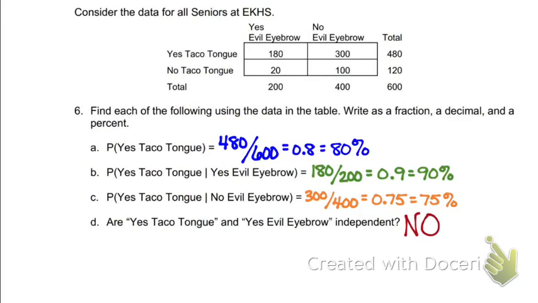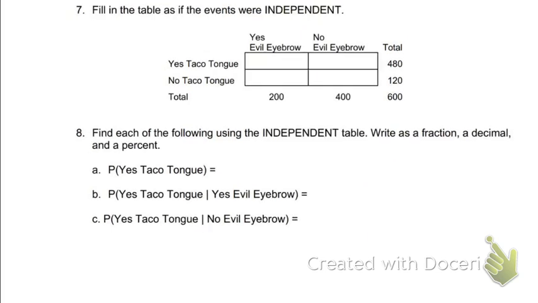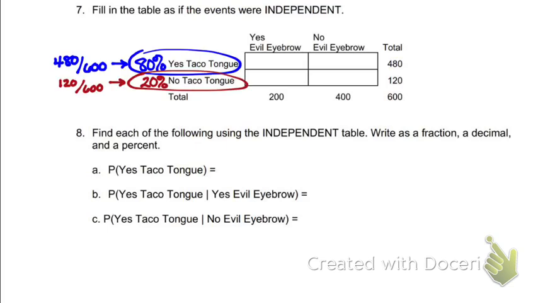Leave that up for just another second. I want to look down at number 7. We're going to fill this table in as if they are independent. What proportion of students did you say could definitely taco tongue? 480 out of 600, which was what as a percentage? 80%. So 80% of the kids can taco tongue, which means 20% of the kids can't.